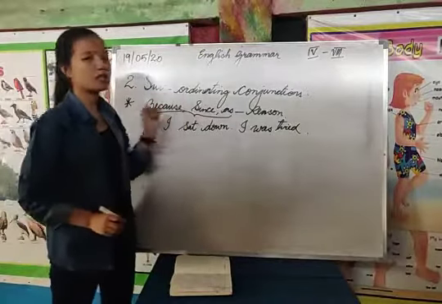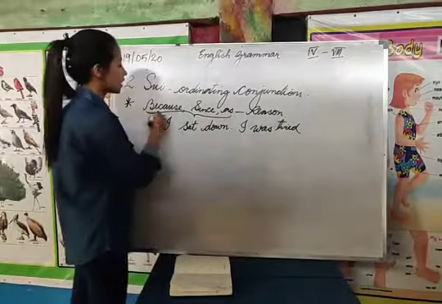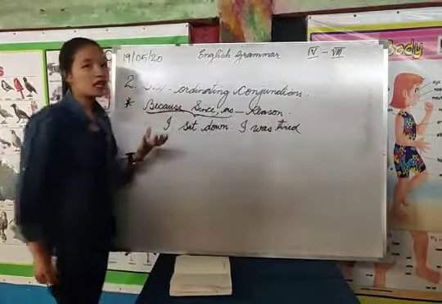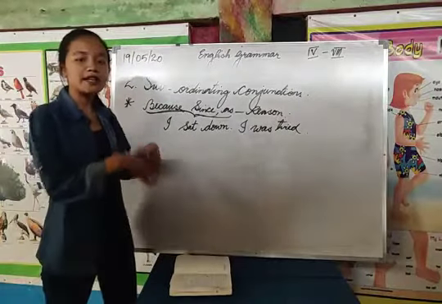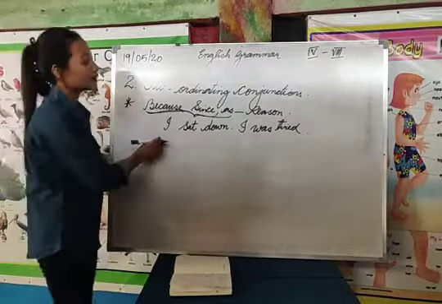First, three types of subordinating conjunctions: because, since, and as. These are the conjunctions of reason. They tell us the reason why. It helps us to know the reason why the incident happened, where the incident happened, how it happened. So let's have a look at this example.